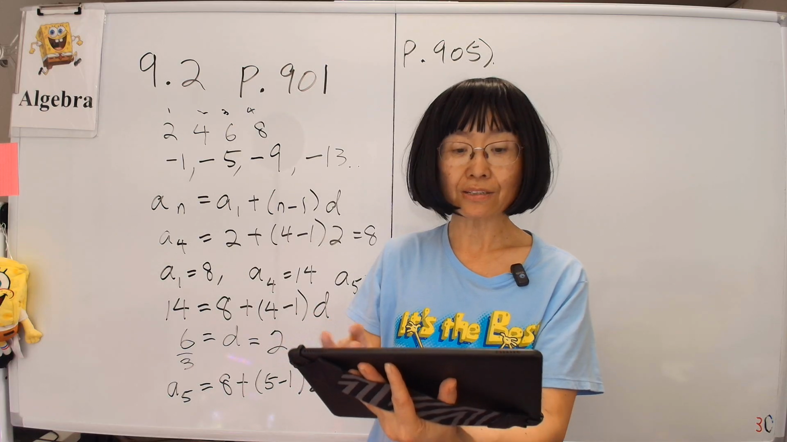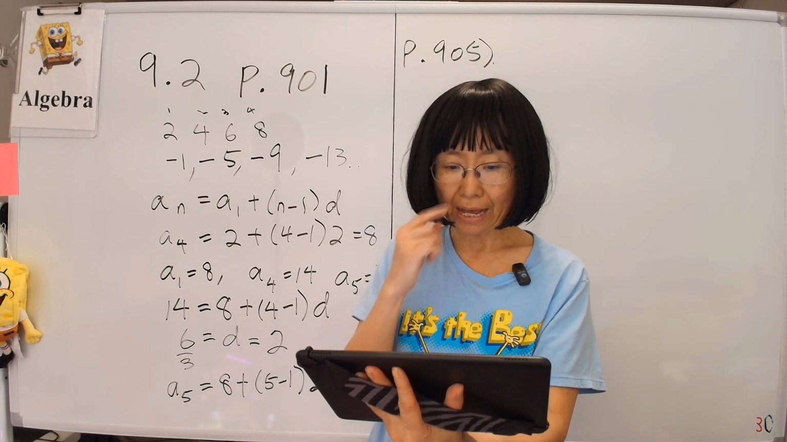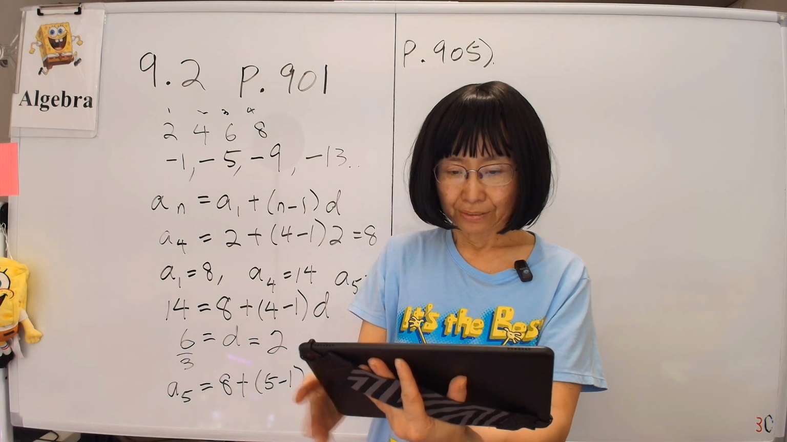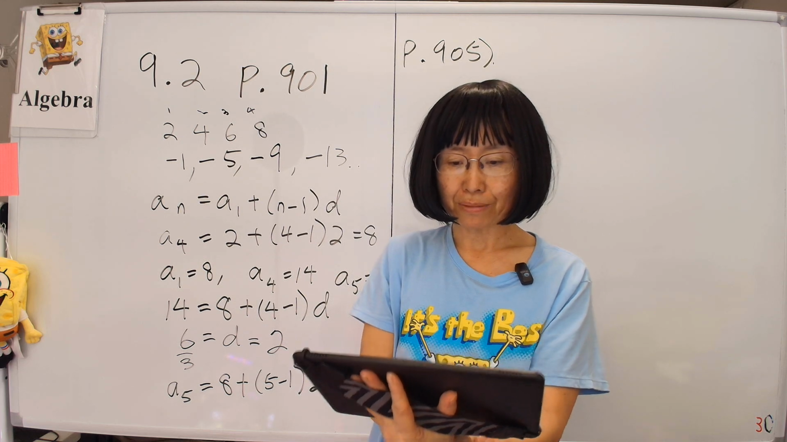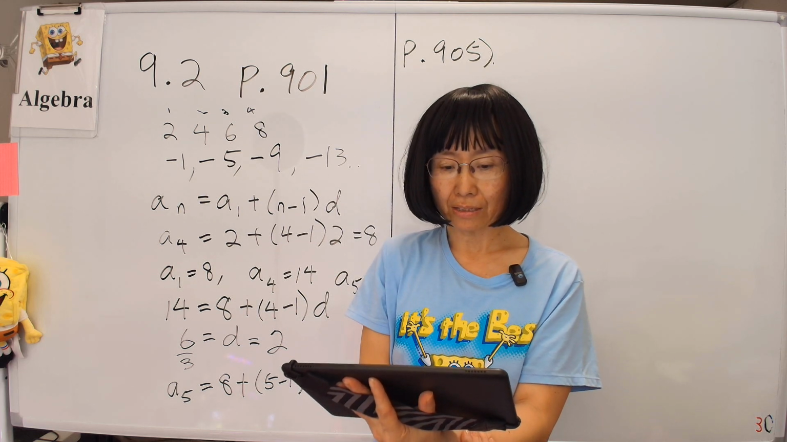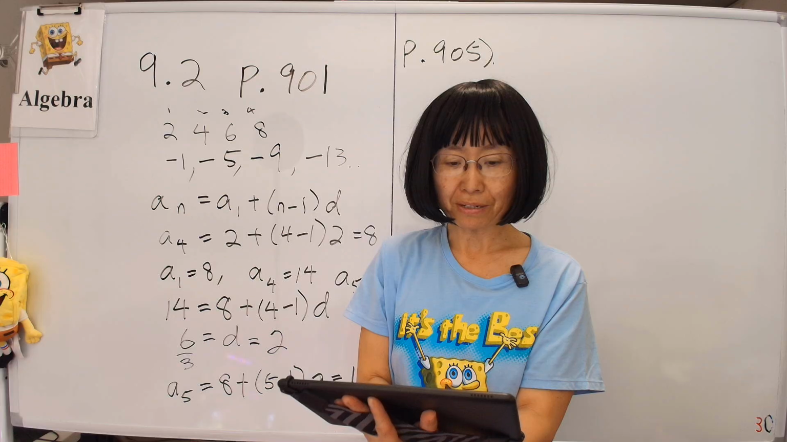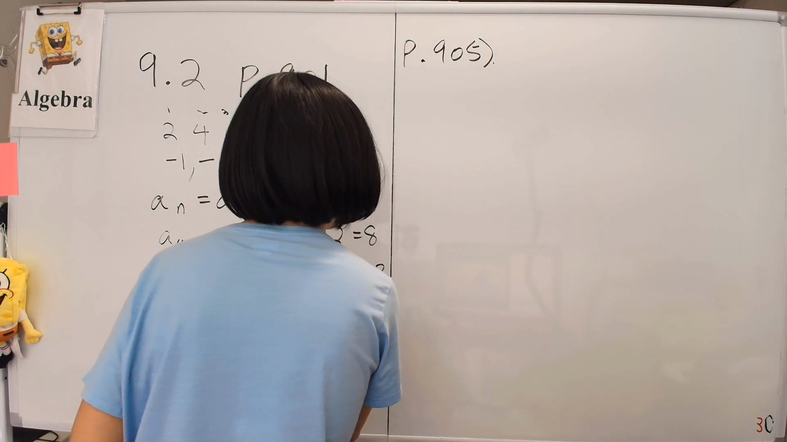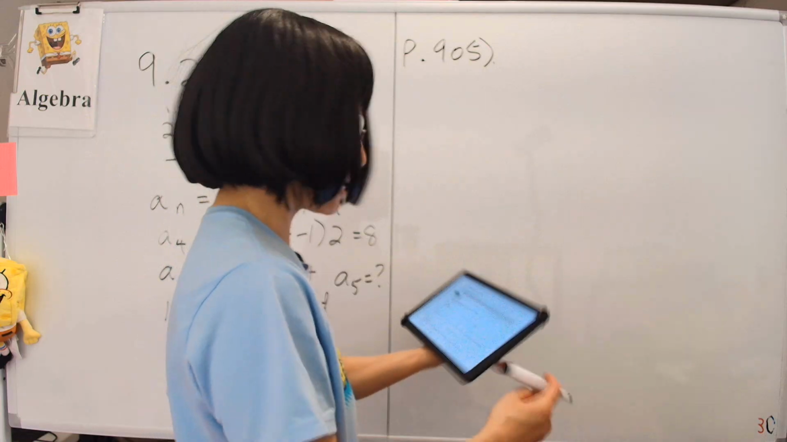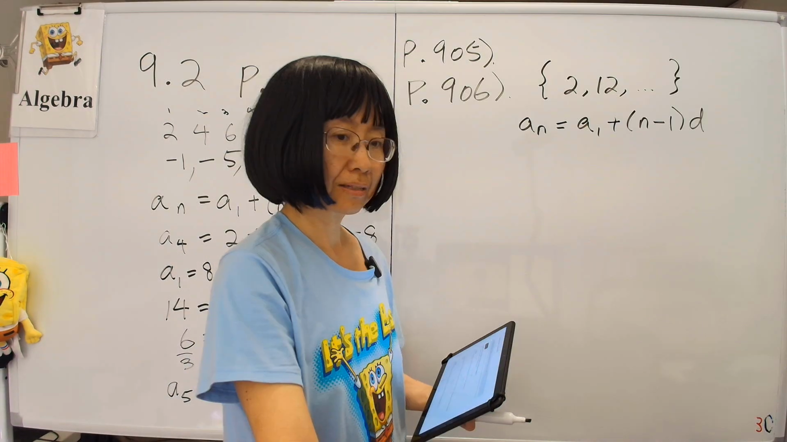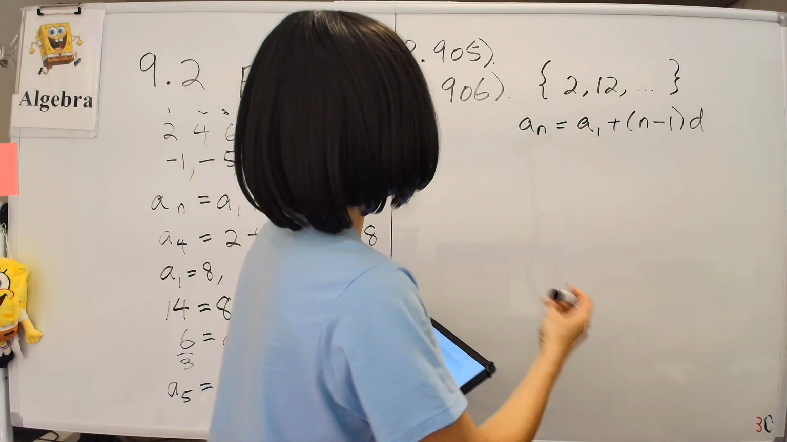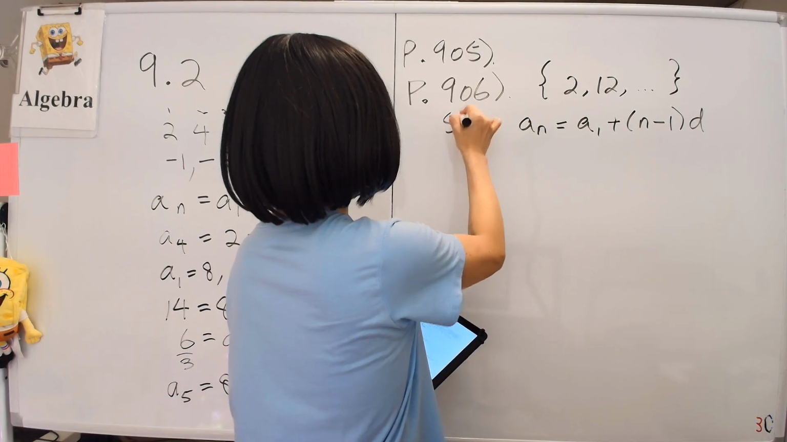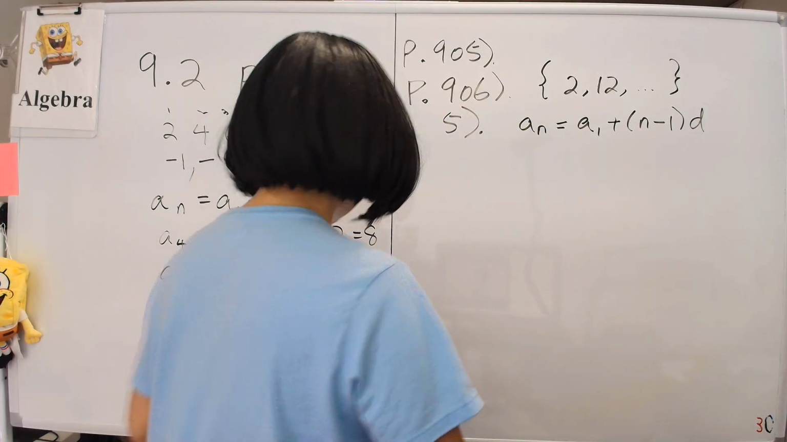So next, let's look at the following page, where we have this arithmetic sequence, and then let's write a formula for it, which is something we have done in the previous section, but we'll do it again. So let's look at example 5. All right, so I wrote down example 5. Okay, page 906.